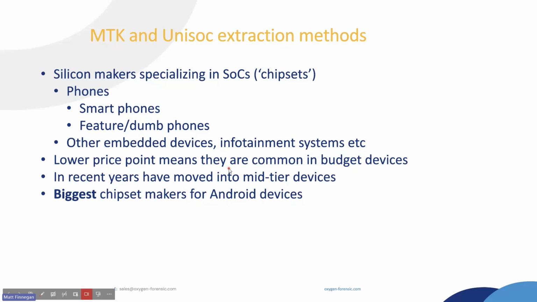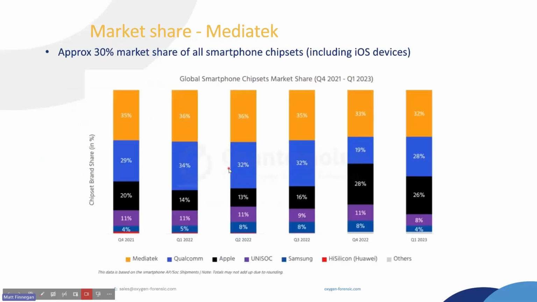They do have a slightly lower price point than other chipsets like Qualcomm, which means that they're a little bit more common in some of those budget devices. But in recent years, MediaTek have started to move into some of those mid-tier devices. They are the biggest chipset maker for Android devices. The orange at the top is the MediaTek market share. They have about 1/3 of the global market share.